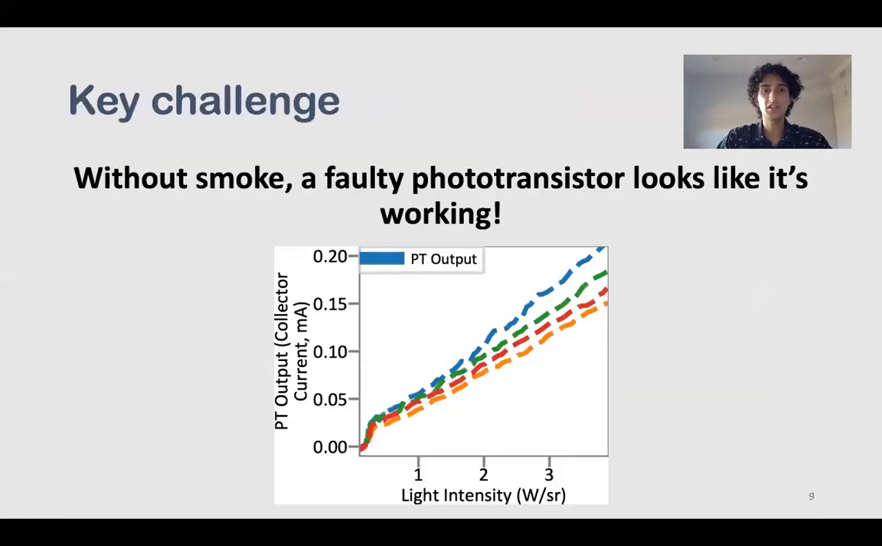Now, the key challenge is that a faulty phototransistor can look like a working phototransistor when there's no smoke. What that means is at low light intensities, which correspond to the absence of smoke, all the outputs of the phototransistors are bunched together. They're very close together. And a fully functional phototransistor gives a similar output as a drifted phototransistor. It's only at higher light intensities, which correspond to the presence of smoke, that they actually begin to diverge. So this is a tricky challenge that we have to solve.